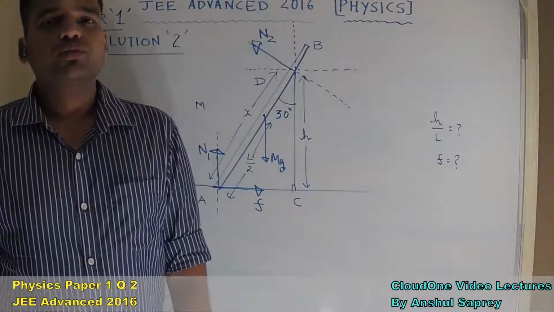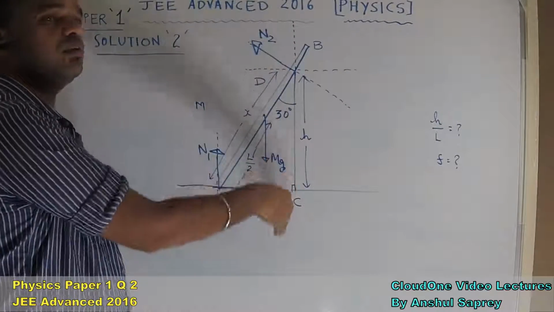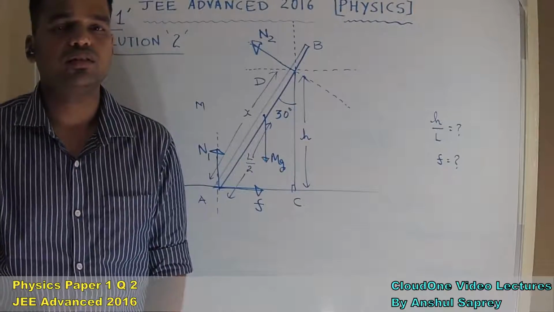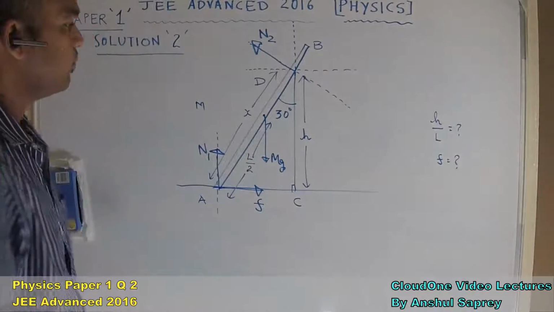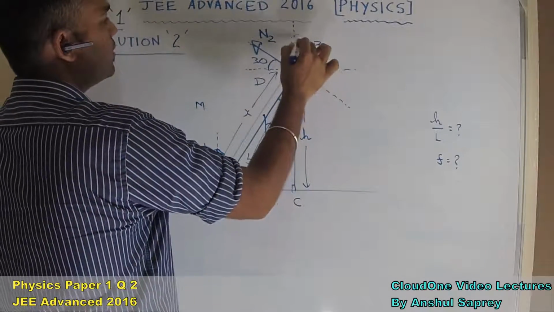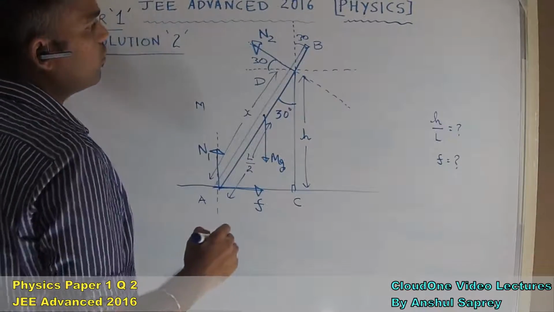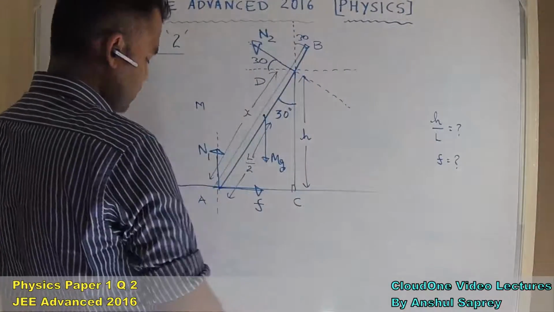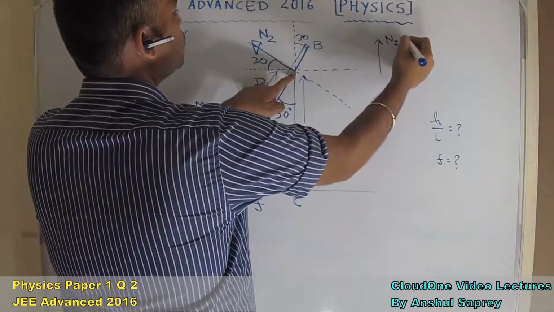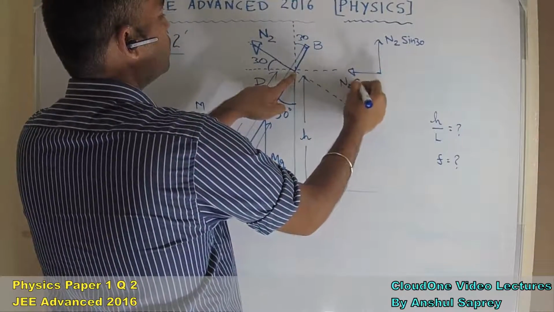The first thing we have to do is take the components of force N2 along the wall and perpendicular to the wall. So we have to consider the forces accordingly, the vertical forces and the horizontal forces. Clearly this angle is 30, so this angle will be 30 and this angle is 30. Now what are the forces along vertical and horizontal? Clearly this N2 will have an upward component, N2 sin 30. In the leftward direction this will be N2 cos 30.